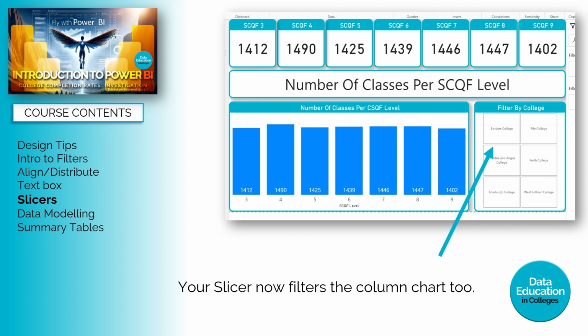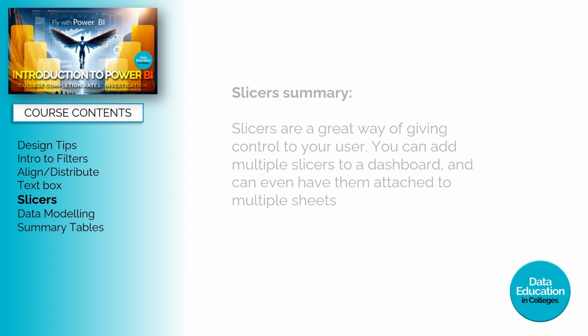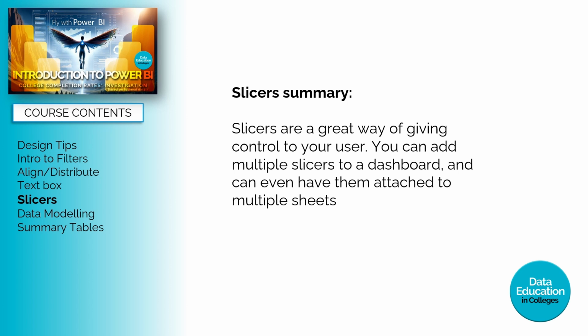Your slicer now filters all the column charts as well. Slicers are great. You can add multiple slicers on. As I say, think of them as little remote controls, and you can attach them to multiple sheets as well.